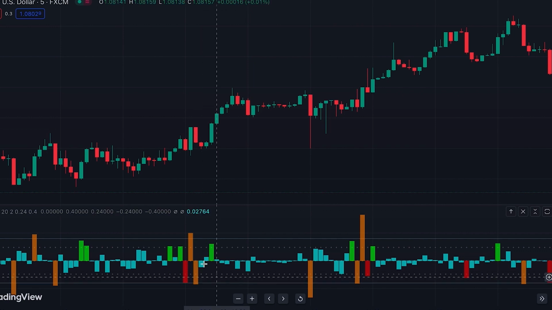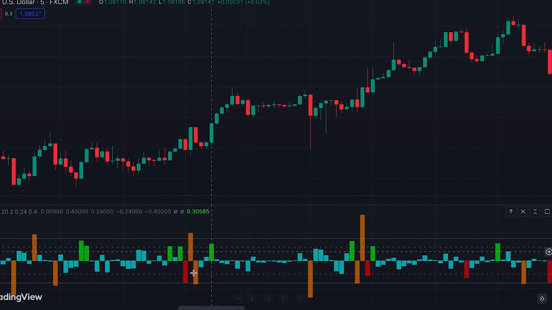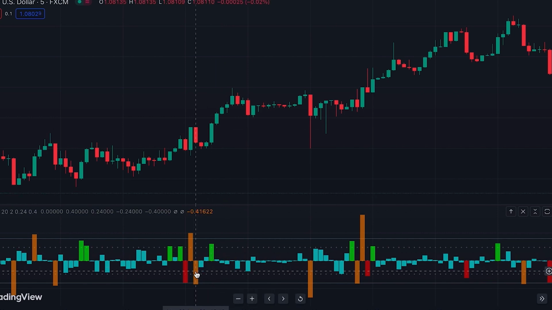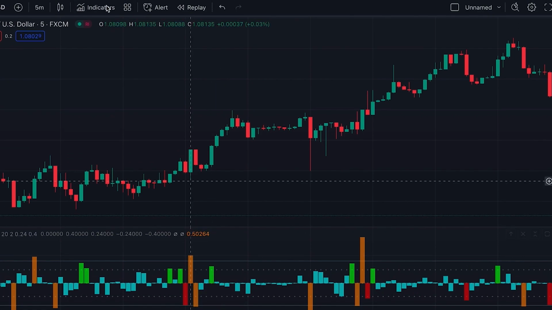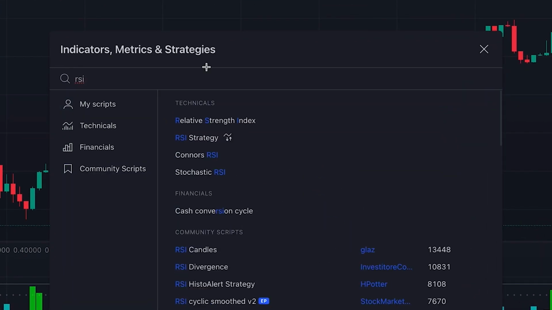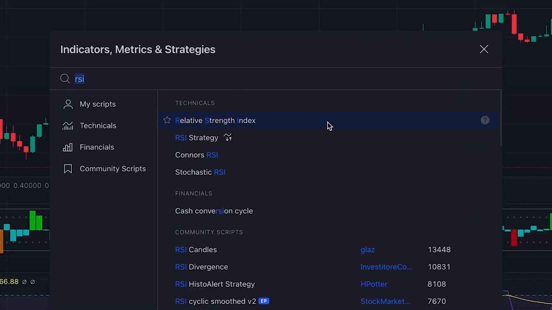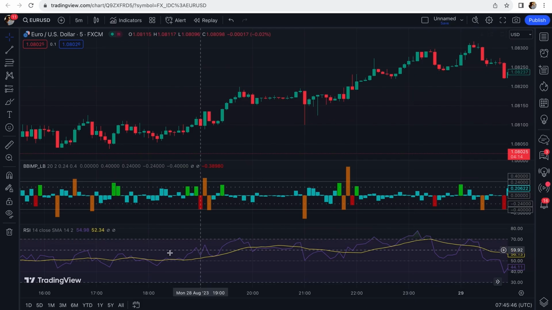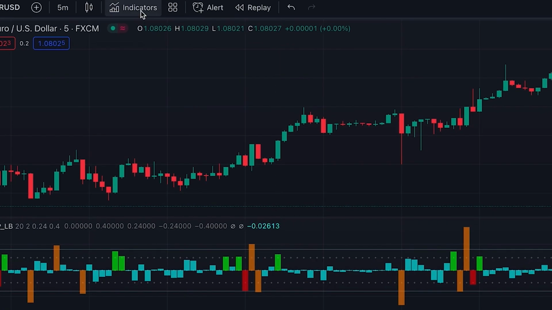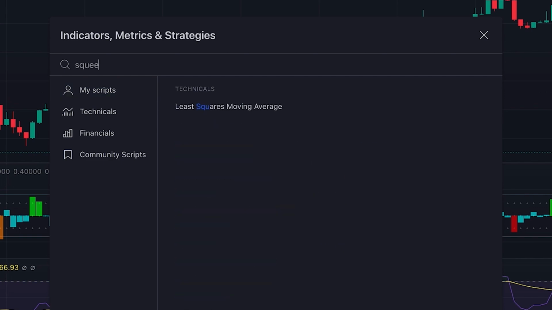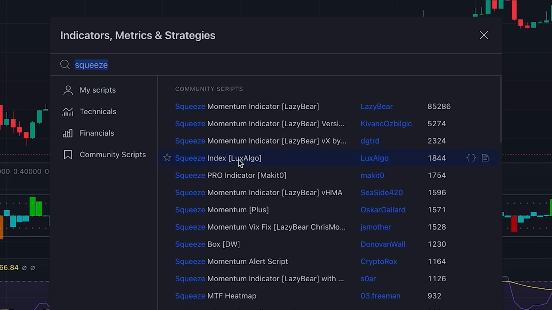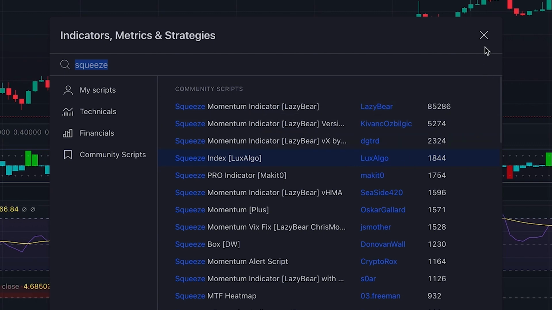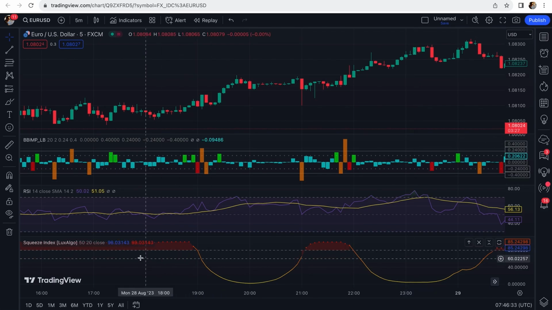For this purpose, we need to use this indicator in conjunction with other indicators so we can filter the signals like this, which don't provide good trading opportunities for us. The first indicator that we want to add is RSI, this one, Relative Strength Index, and we will use RSI with its default settings, and we're going to use it for trend identification to find out if the market is trending up or down. And the next indicator that we want to add is called Squeeze Index, this one, which is a free indicator from Lux Algo, and we're going to use this indicator for identifying non-trending market.